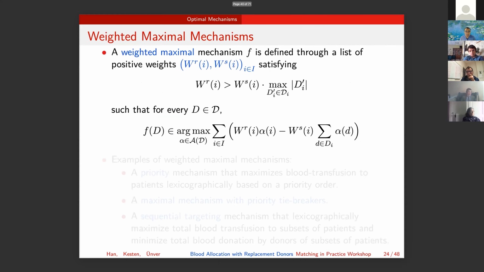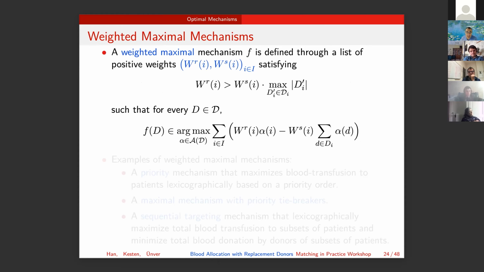So one practical subclass of these mechanisms are what I will call weighted maximal mechanisms. These weighted maximal mechanisms are defined through two numbers for each patient. W R I is a weight for received units of the patient, and W S is a weight for supplied units of the patient.